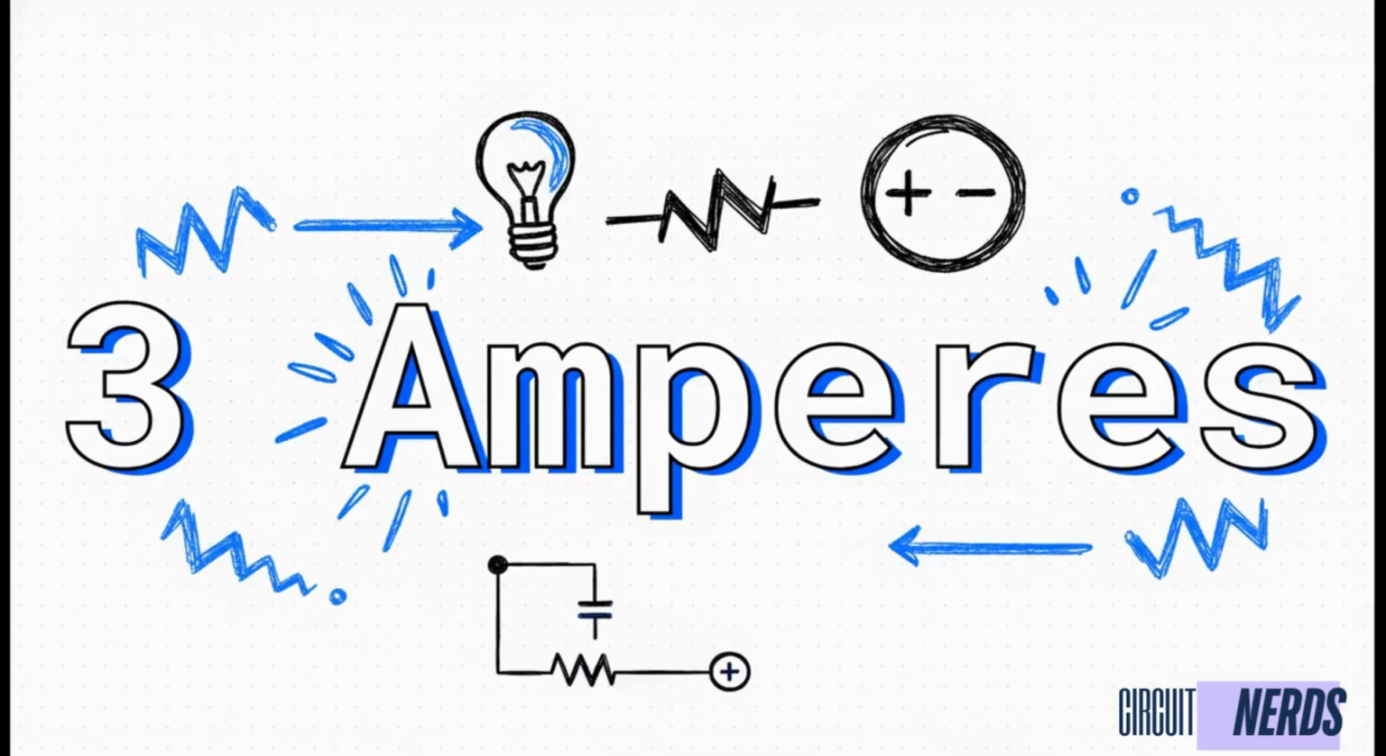And the answer is 3. But 3 what, right? You always need the unit. It's 3 amps. We just figured out that exactly 3 amps of current are flowing through that circuit. Just like that, with one simple formula, we've gone from guessing to knowing. That's the power of Ohm's law.